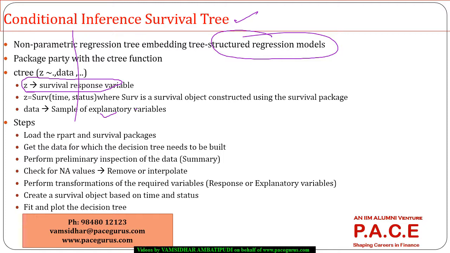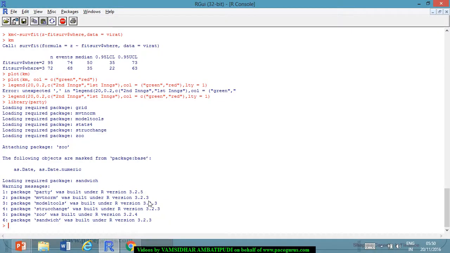So I think we have already taken care of all these activities. This is done, this is done, this is done, this is done. Perform transformation. Now we have already created a survival object based on time and status. Now let's plot the decision tree, right? Fit and plot. So I'll call it fit conditional. So let me call it ctree, conditional inference survival tree. So conditional survival tree, let me call it cstree.